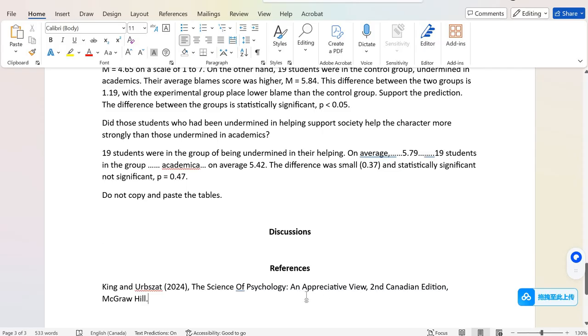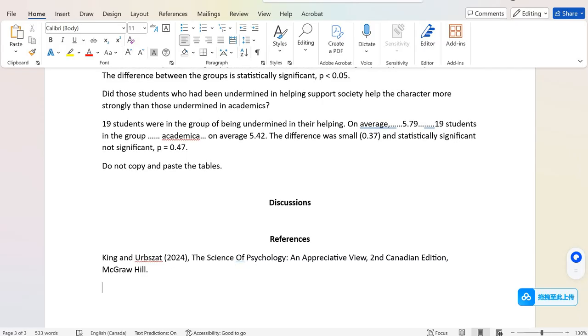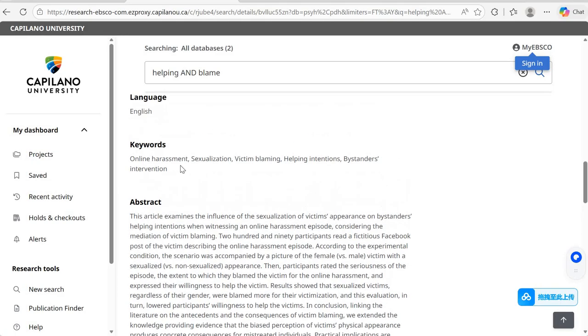The last part of the paper would be references. You need only 2 references. One reference you need is the textbook, and then another reference is the paper you reviewed. You don't need more than 2 references.